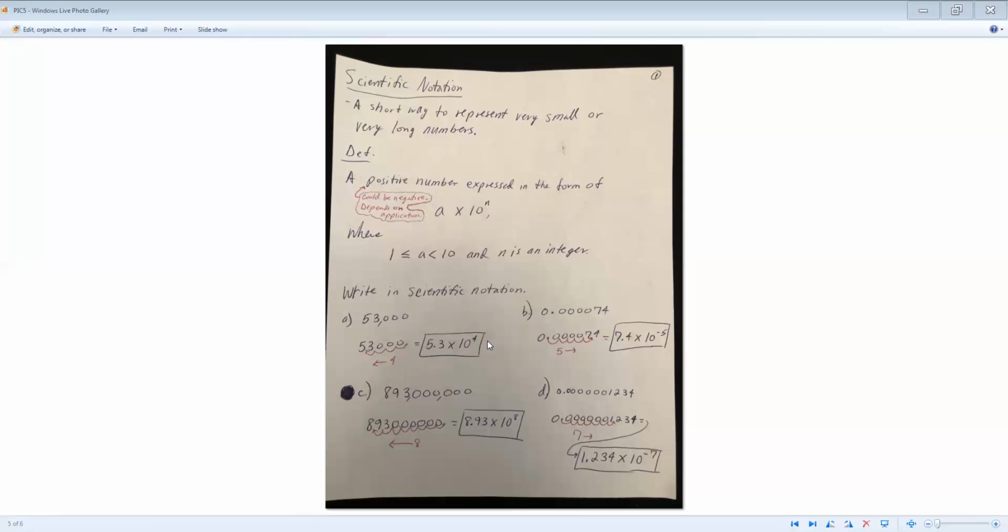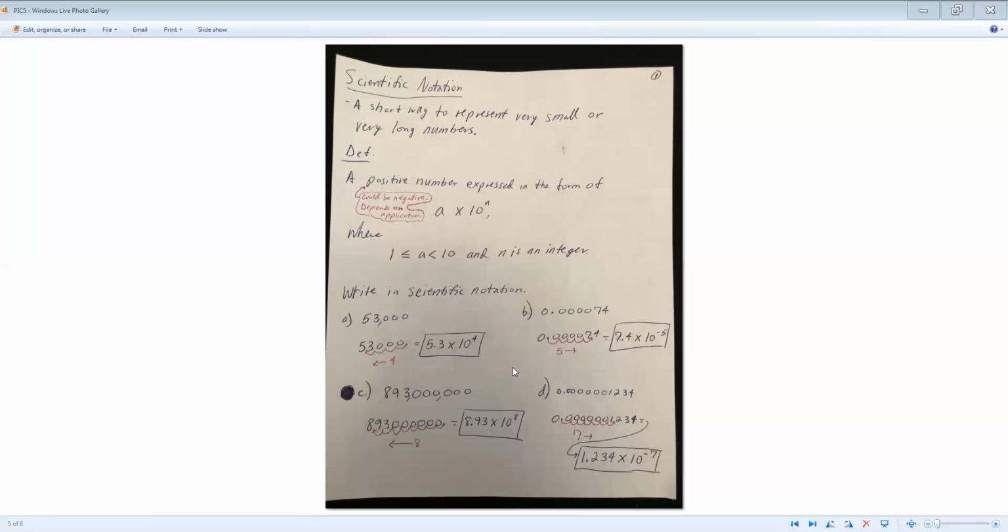All right. So this next one, we have 0.000074. Once again, I want to create a number that's in between 1 and 10. So that means I'm going to put the decimal in between the 7 and 4. So I see my decimal here and I move it 5 places to the right to get it to 7.4. So that's going to be 7.4 times 10 to the negative 5th power.